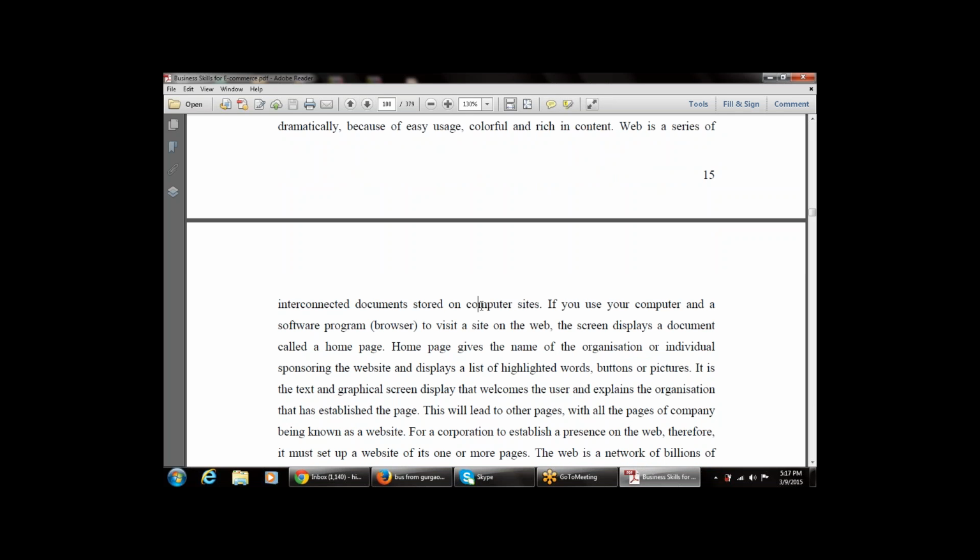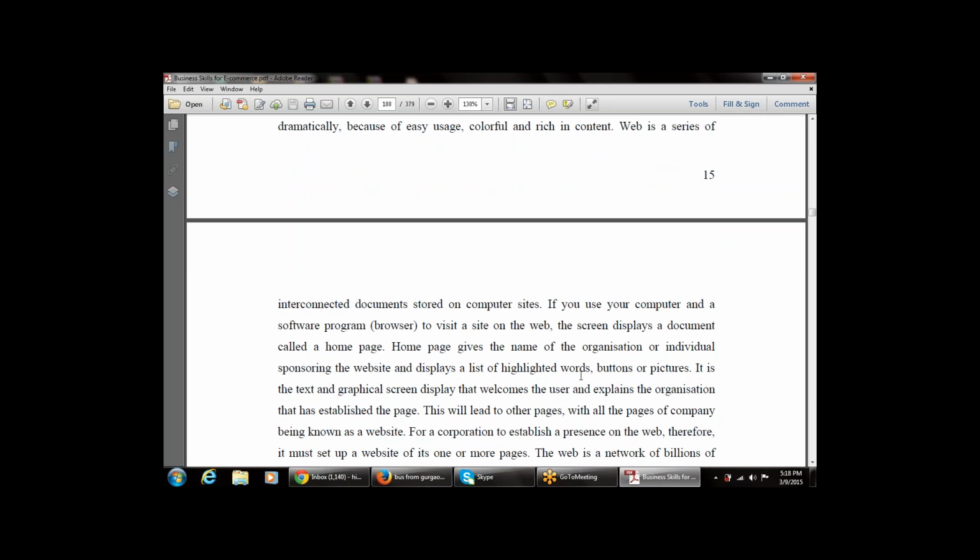If you use your computer and a software program, for example a browser, to visit a site on the web, the screen displays a document known as a web page. So this paragraph says what the web is and how it is used. The home page also gives the name of the organization or individual sponsoring the website and displays a list of highlighted words, buttons or pictures.